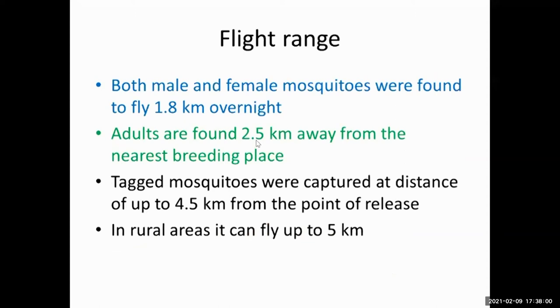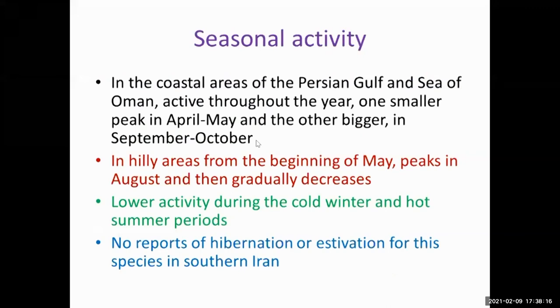In terms of flight range, it is about 1 kilometer, and in some rural areas up to 5 kilometers. But generally speaking, it's 1 to 2 kilometers. When it comes to seasonal activity in very hot areas in southern Iran, it has two peaks, a smaller one in April, May, and a bigger one in September, October. Whereas in cooler, hilly areas, it has only one activity peak, which is in August. Also, we did not observe any hibernation or aestivation for this species in the country.